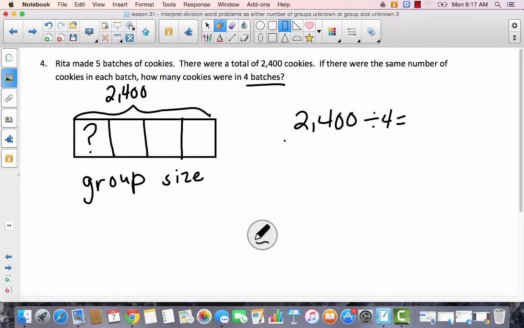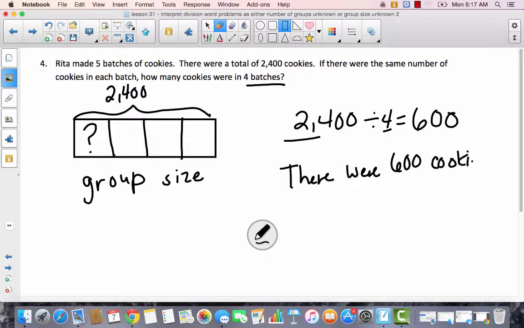So remember, I can say 24 divided by 4 is 6. This is 24 hundreds divided by 4, so this equals 6 hundreds. How many cookies were in 4 batches? So there were 600 cookies in each batch, or I could have said in 4 batches, either one. Okay, that was an easy division problem.